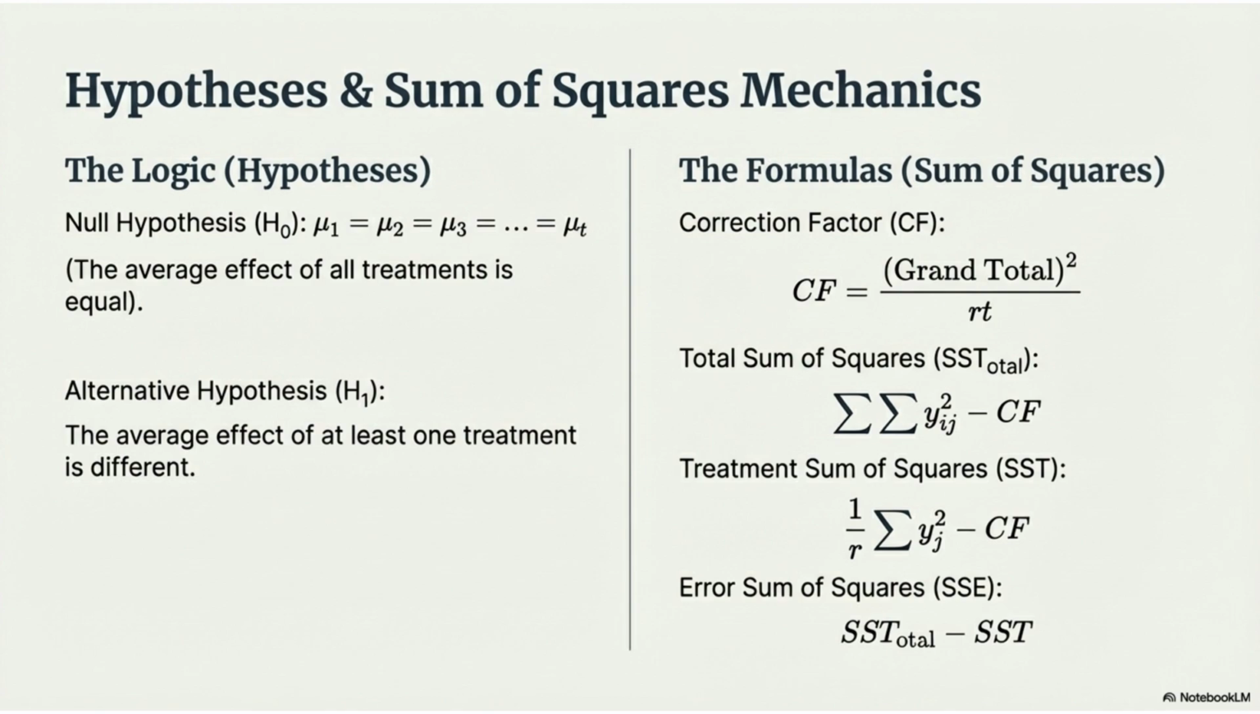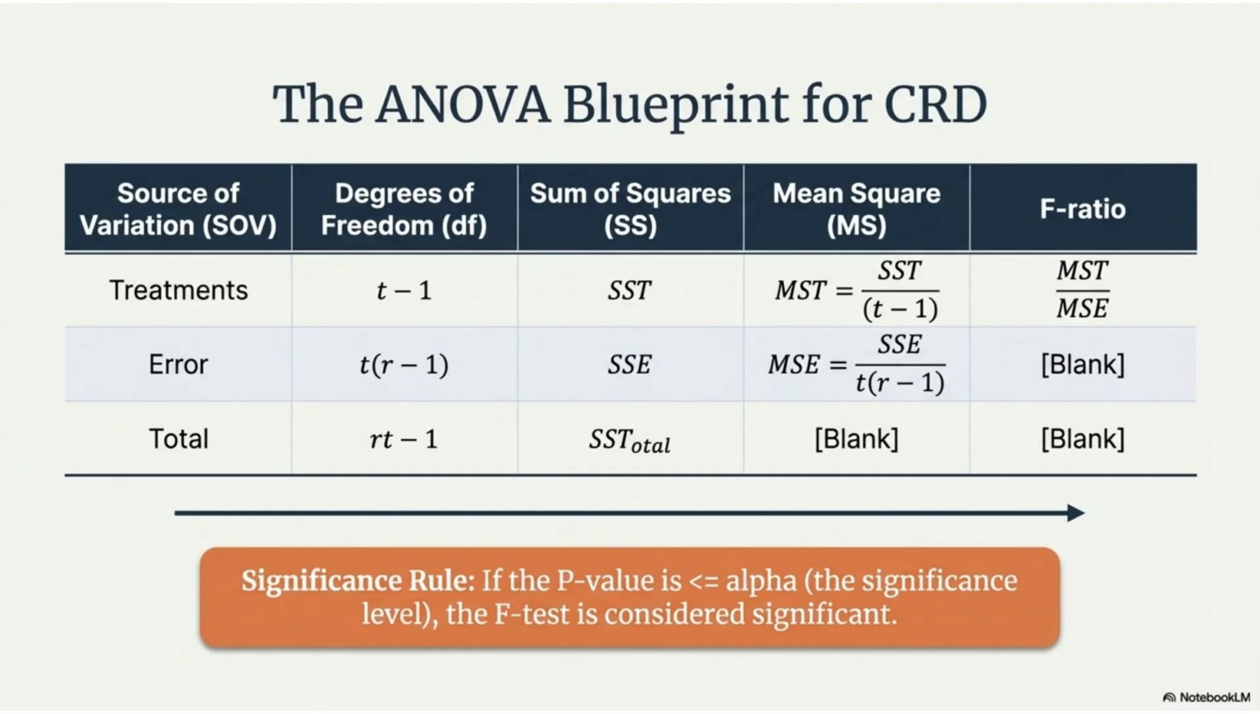In CRD, the null hypothesis states that all treatment effects are equal. The alternative hypothesis is that at least one treatment effect is different. We use formulas like correction factor and sum of squares to analyze the data. The ANOVA blueprint for CRD organizes the analysis of variance. We compare the F ratio to a critical value. If the p-value is less than or equal to the significance level, the F test is considered significant.